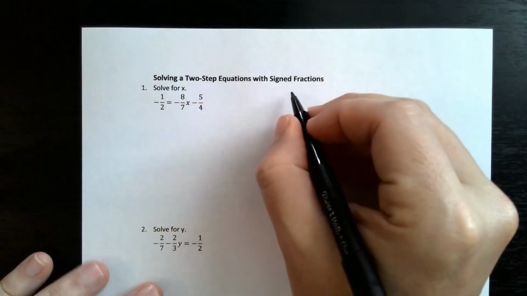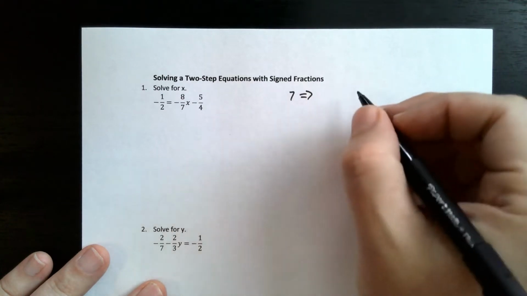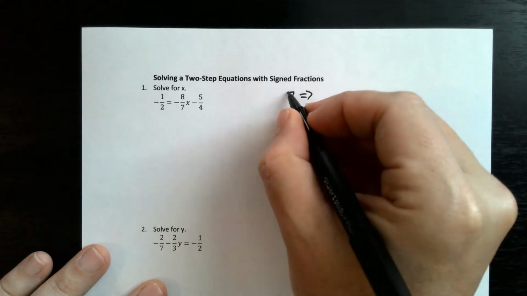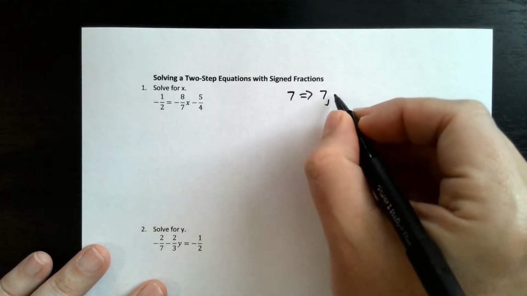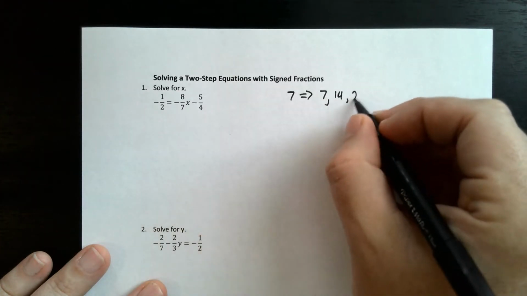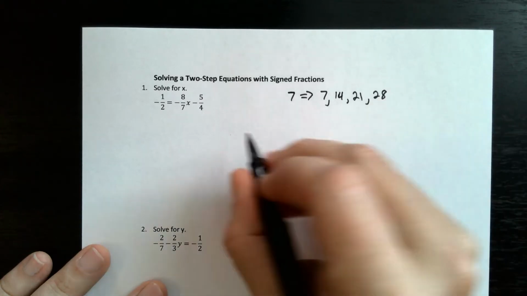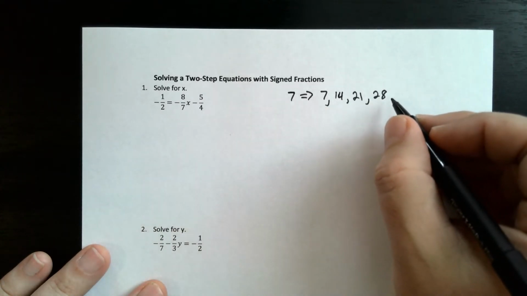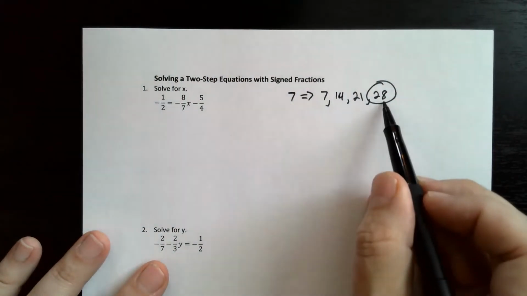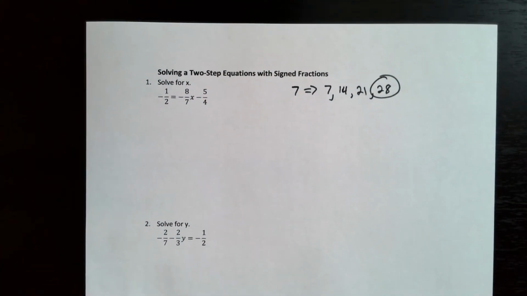Now there's a few different ways you can do that. One way is to just write out multiples until one of them is divisible by the other one. So let's look at the 7. Let's write out multiples: 7, 14. 4 doesn't go into 14, so we've got to keep going. 21. 4 doesn't go into 21, so we have to keep going. 28. 4 does go into 28. So this is what we're going to multiply everything by, because if I multiply everything by 28, all three of these fractions will go away. And that's what I'm looking for.